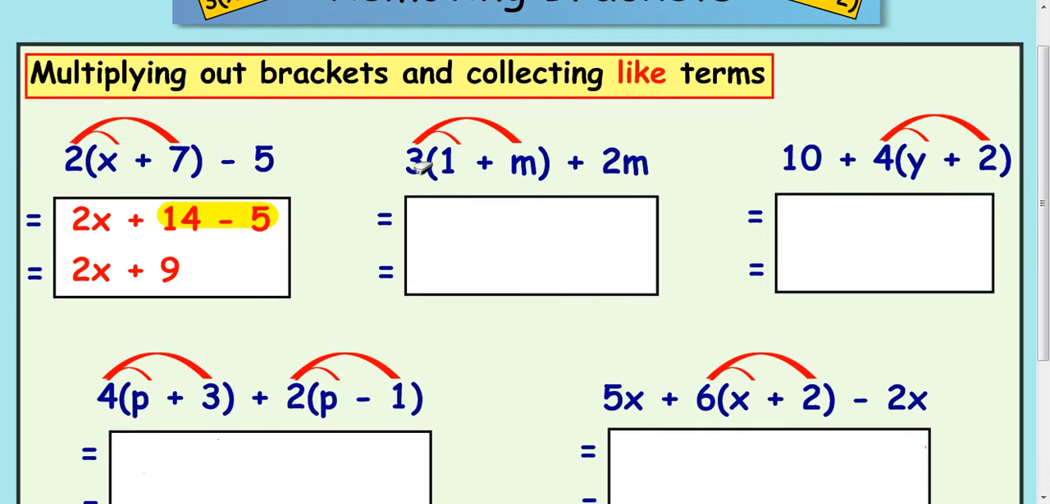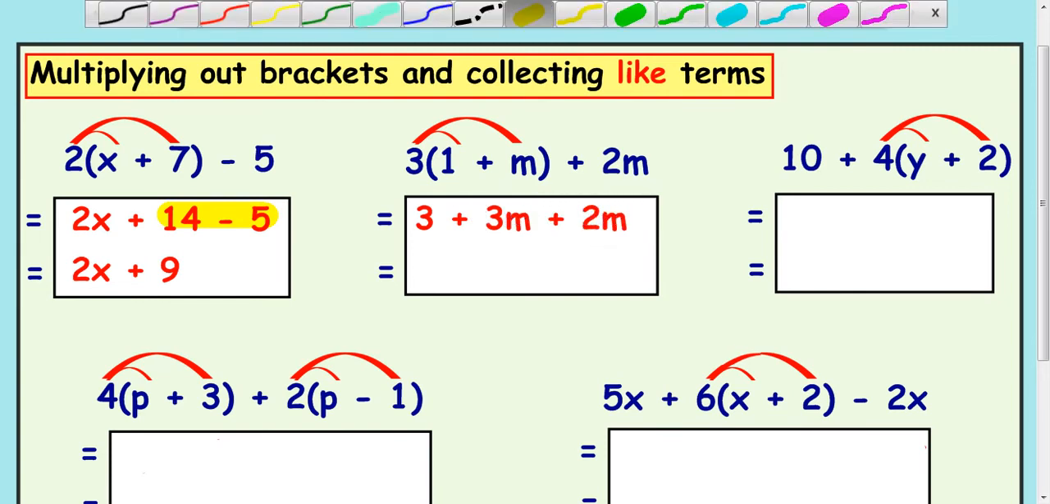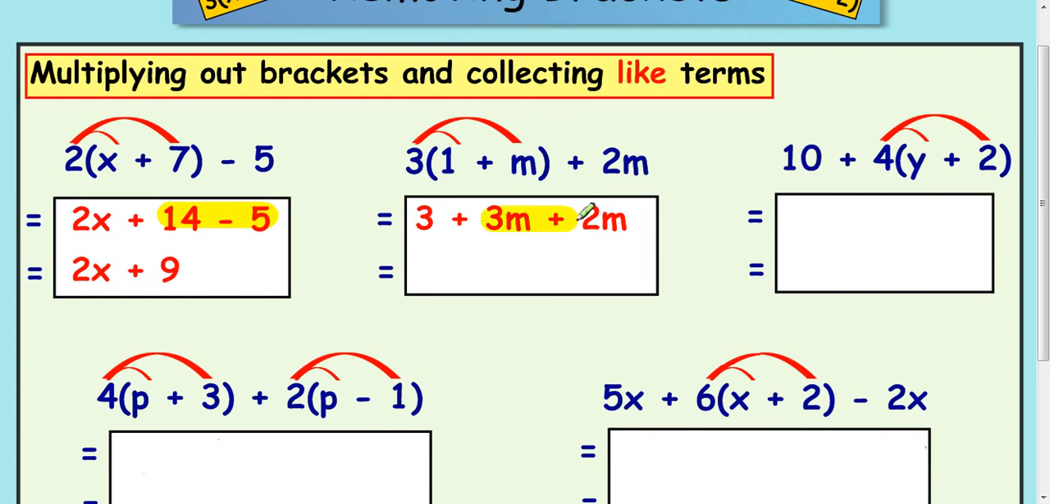Okay, in the second example, we'll do the same idea. Multiply the bracket by 3, again noting that the 2m has not been multiplied by the 3. So 3 times 1 is 3, 3 times m is 3m, and then we put the plus 2m down. Now this time we can see that the like terms are the m's. We don't have another number to add to this, but we've got 3m plus 2m, and that comes to 5m. So we can rewrite that as 5m plus 3. Now just to note, if you put 3 plus 5m, that would also be correct.